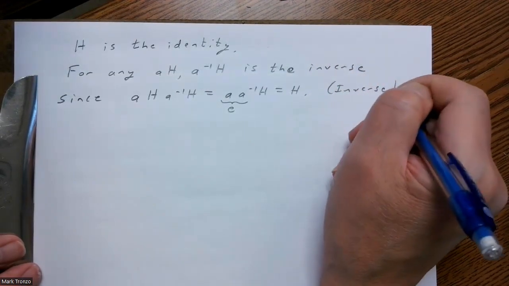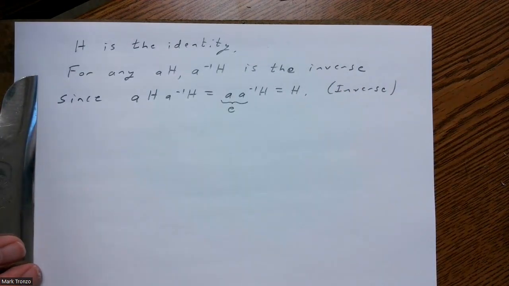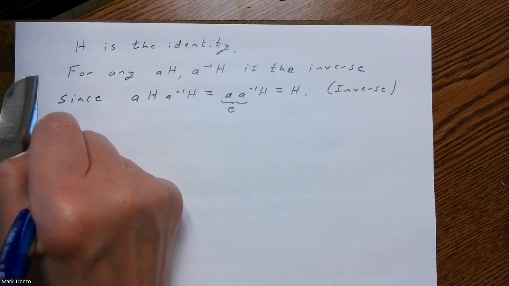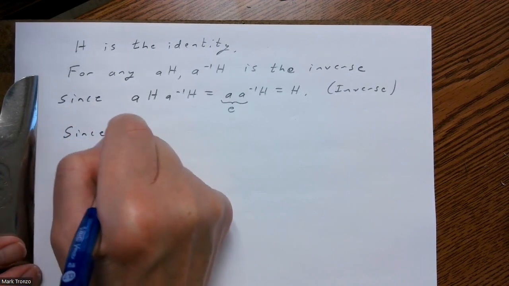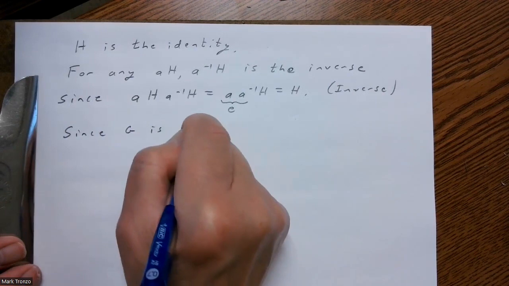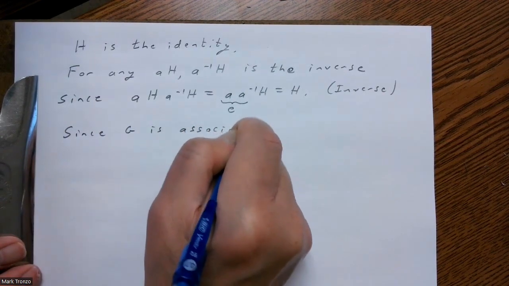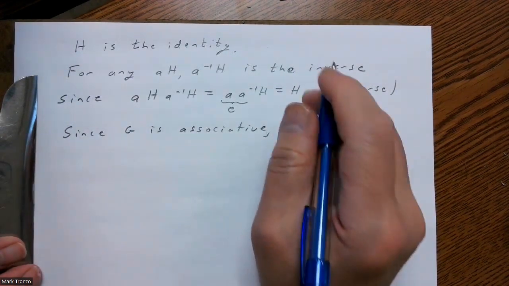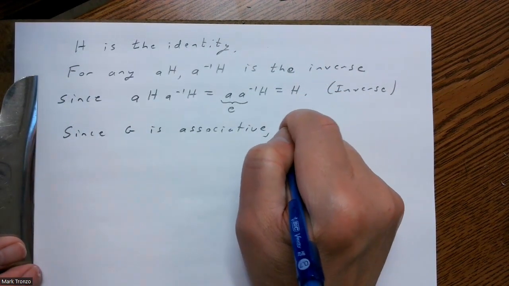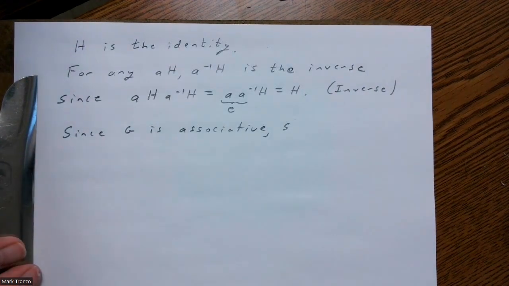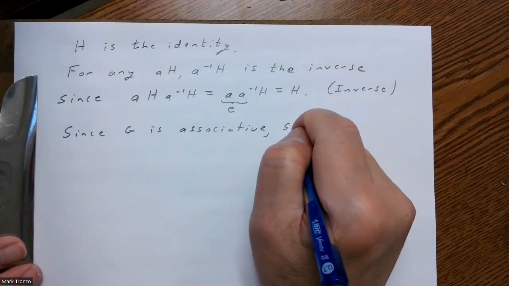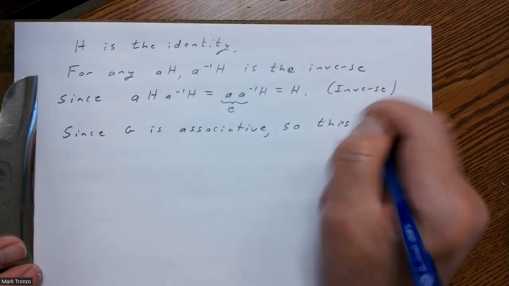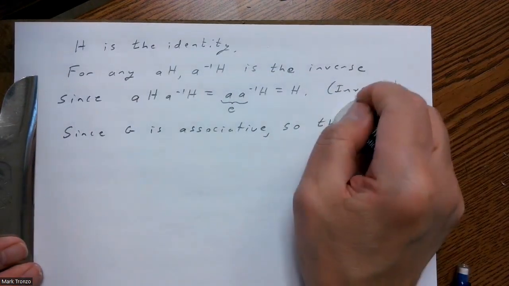And again, associativity is going to come from the fact that G is associative, because you'll end up operating on those same elements. Let me say it this way. So these cosets.